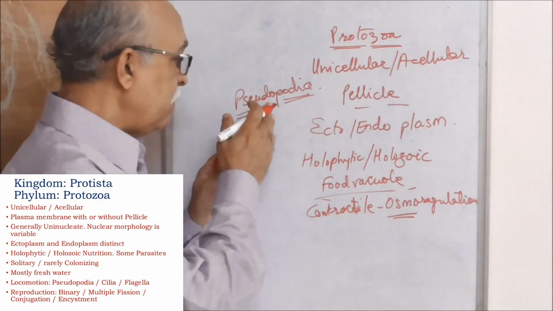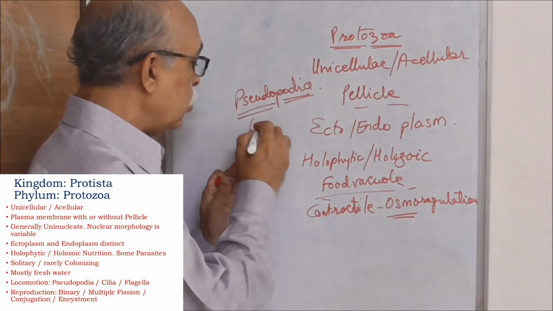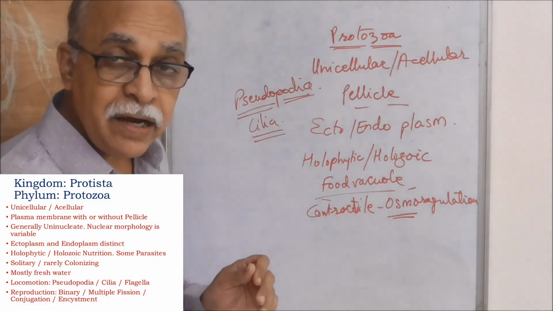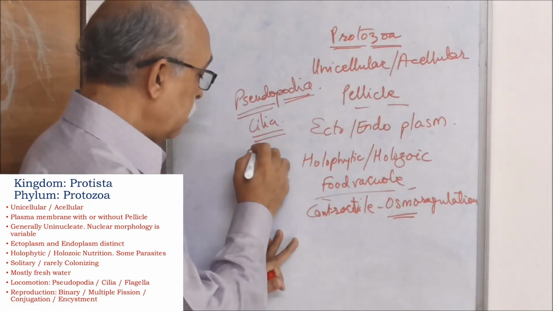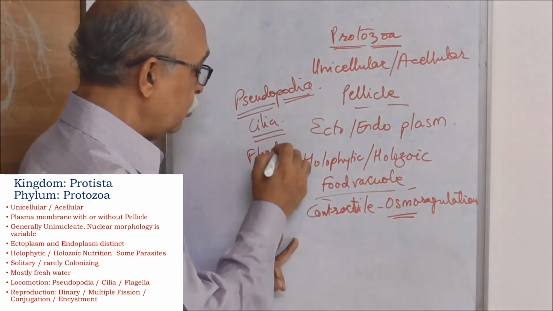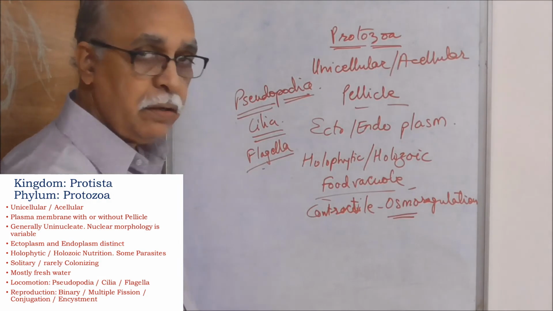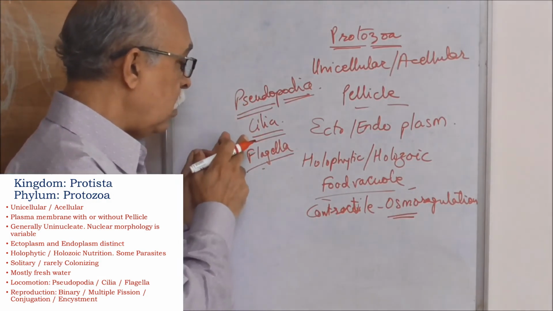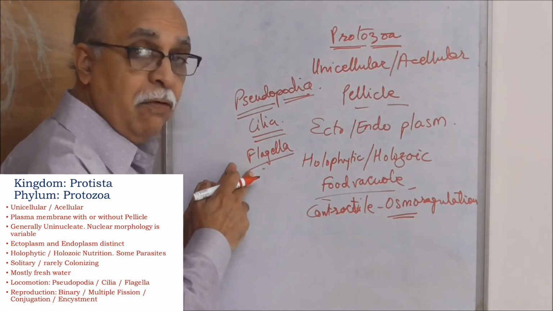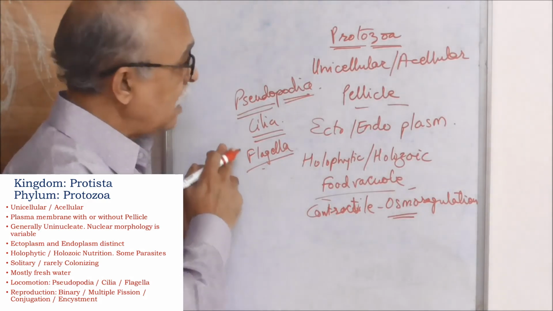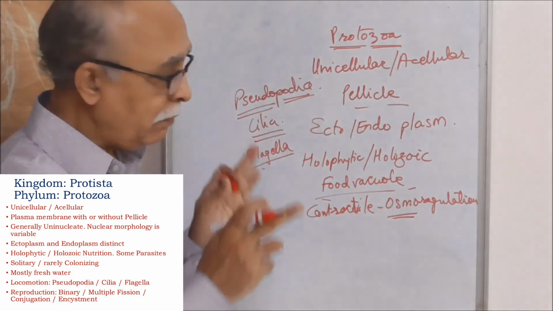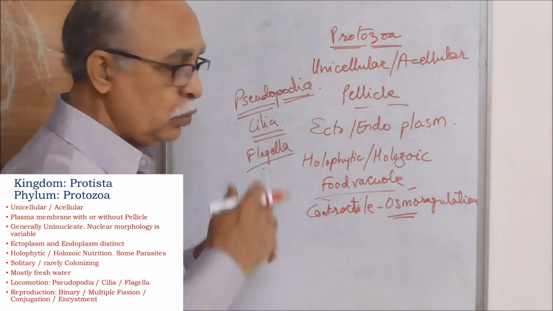So locomotion could be with the help of pseudopodia or could be with the help of tiny hair-like extensions called cilia or relatively longer extensions called flagella. So locomotion either with the help of pseudopodia or with the help of cilia or with the help of flagella. Some of the protozoans may be non-motile as well. We will talk about that in due course of time.